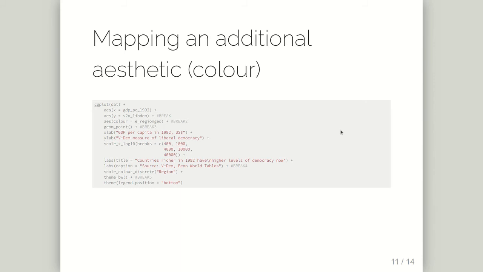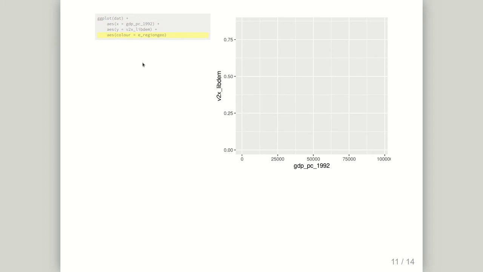When I talk about aesthetics, I mean anything like the color of the plotted points, the shape of the plotted points, their size, different things like that. And so what I'm going to do in the next plot is map another variable onto color. As before, we create the plot, but what we do here is we call that AES function again and tell ggplot the aesthetic of color, we want that to correspond to the region variable in our data.